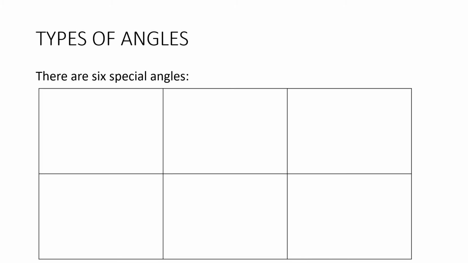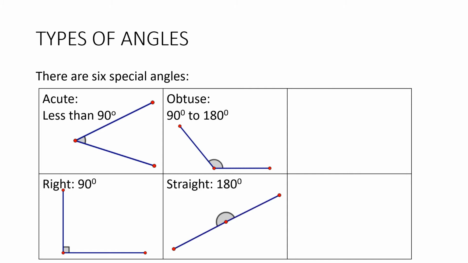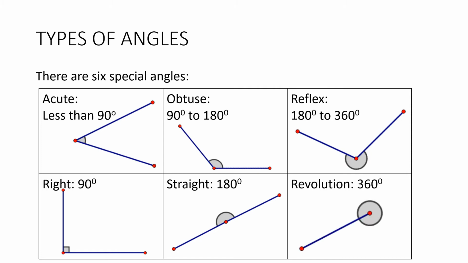And just to review, there are 6 special angles that we identify. There are acute angles, which are less than 90 degrees. There's a right angle, which is equal to 90 degrees. Obtuse angles are in between 90 degrees and 180 degrees. A straight angle is equal to 180 degrees. Reflex angles are in between 180 and 360 degrees. And finally, a revolution is equal to 360 degrees.